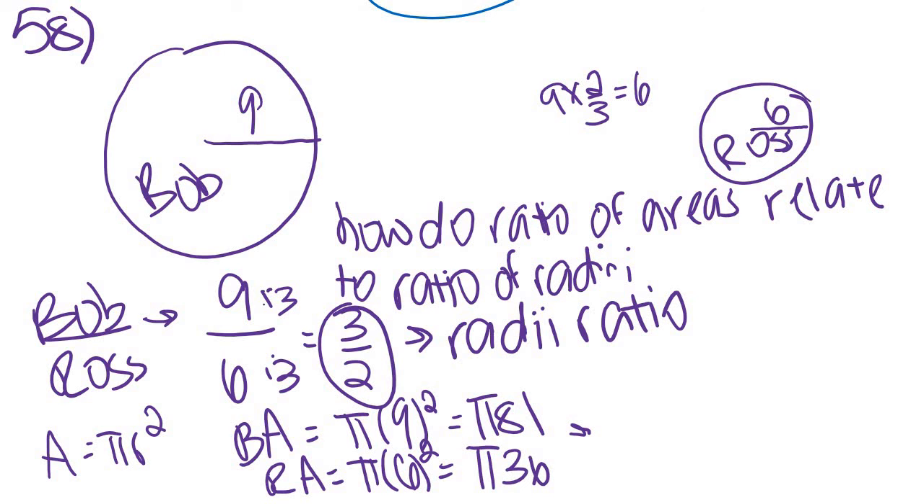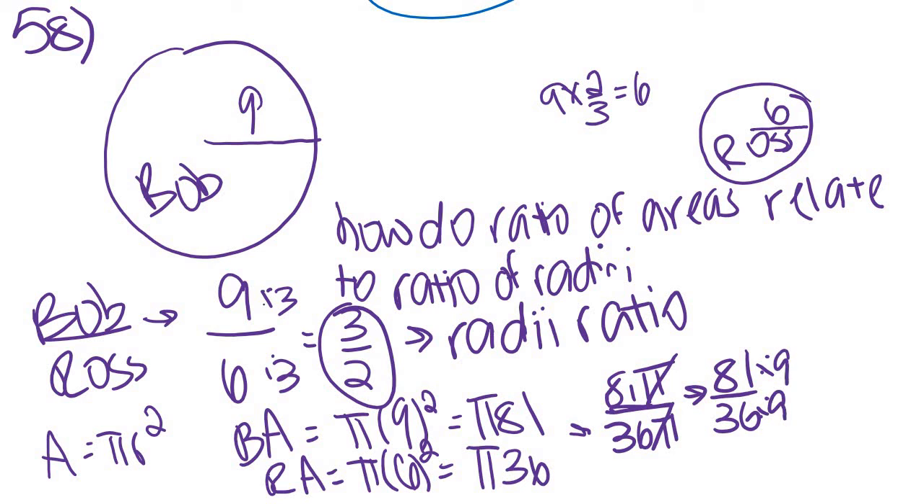So let's write down that ratio. Again, we're going to do Bob over Ross. So 81 pi over 36 pi. Pi's are going to cancel. We get 81 over 36. Those are both divisible by 9. We're going to get 9 over 4.